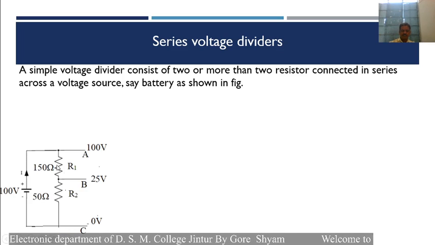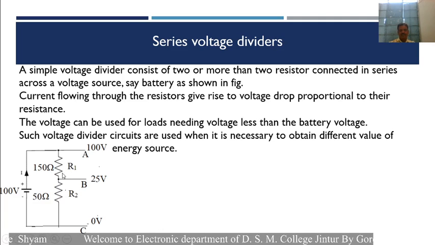This is the voltage divider circuit, and here this is one resistance, this is the second resistance, and the voltage of the battery which is connected across the two resistances is equal to 100 volt. Therefore, each resistance divides the voltage depending upon the value of that resistance. The current flowing through each resistance is the same, because this is a series circuit.